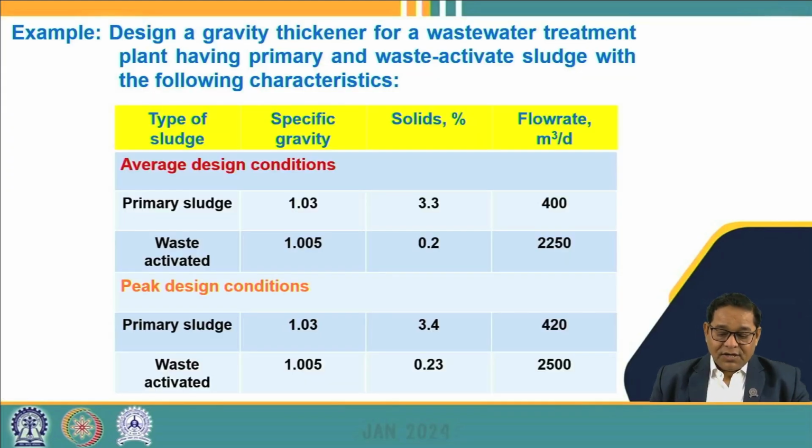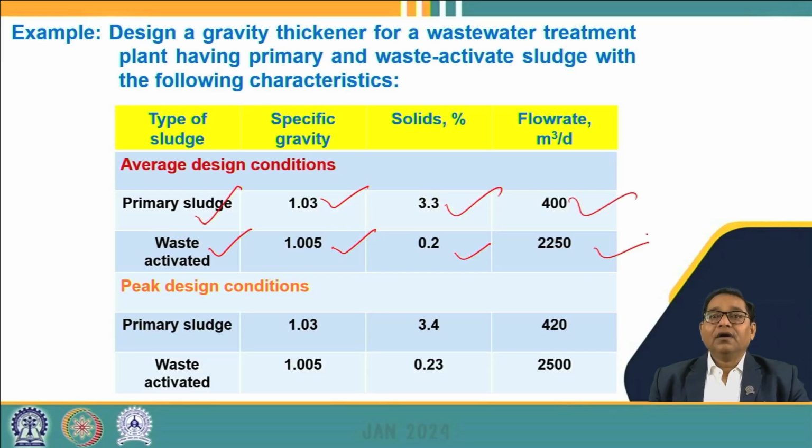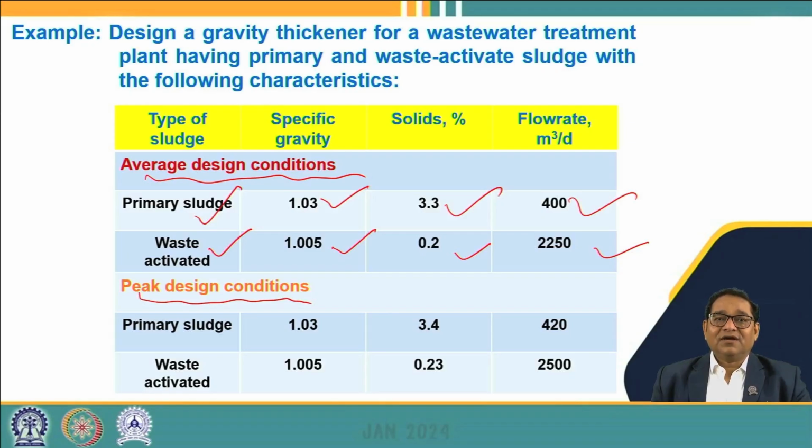Here we have taken one example which contains two types of sludge, primary sludge and waste activated sludge, having different characteristics, different specific gravity, different percentage of solids and different flow rates, for which we have to design a system. The peak design conditions data that we have to use for design is also given, for primary sludge and for activated sludge.